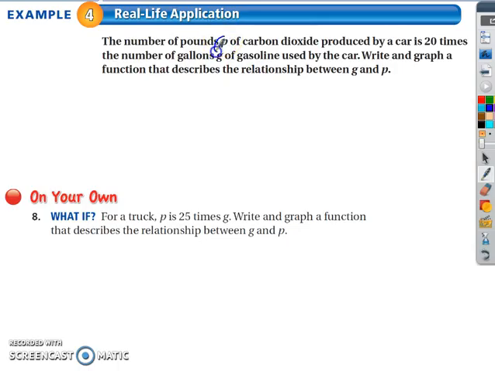So the number of pounds P of carbon dioxide, so we can kind of scribble all of this out because this isn't going to help us write our function. All of this is, which means equals, 20 times the number of gallons G, so 20 times G of gasoline used by a car. So what we've just narrowed this down to is P equals 20 times G. All of that other information about gallons and carbon dioxide is just excess information that we don't need for our equation.